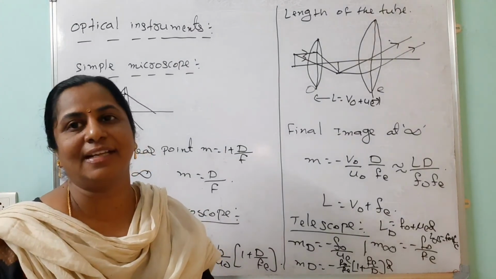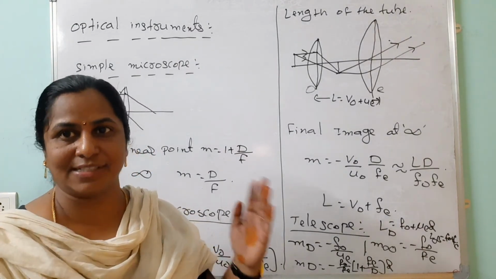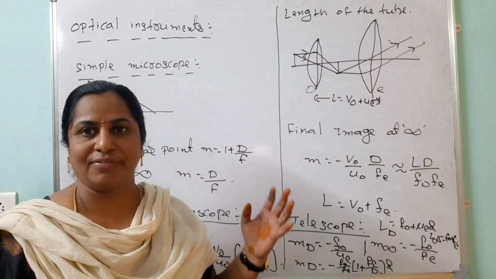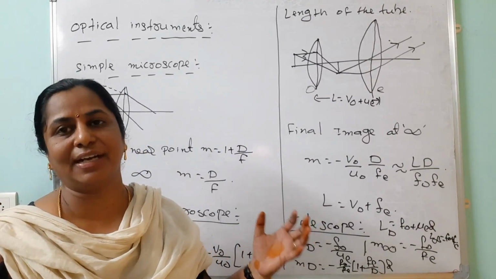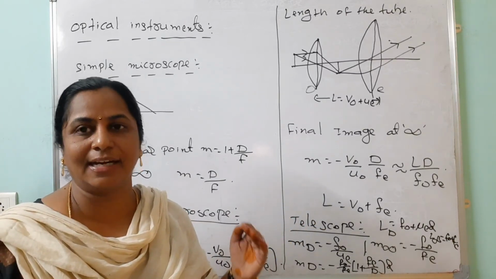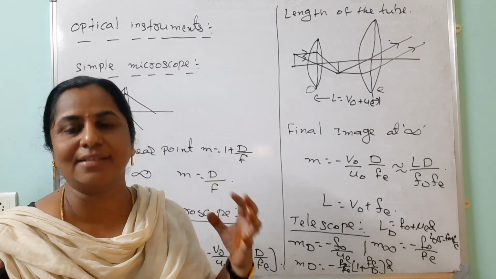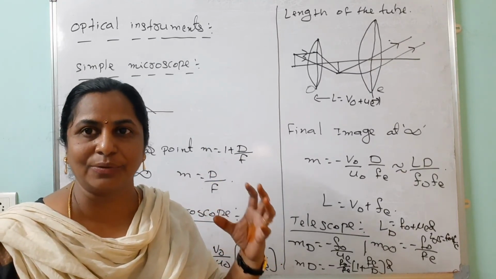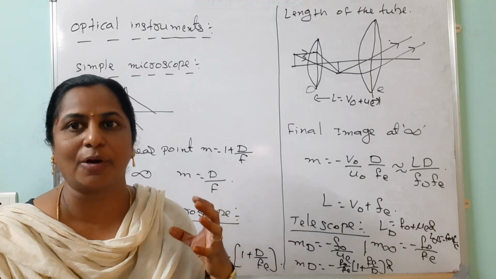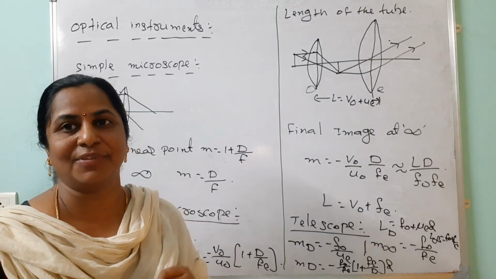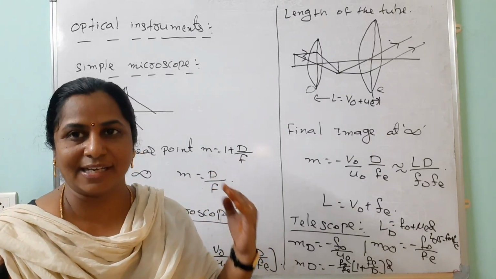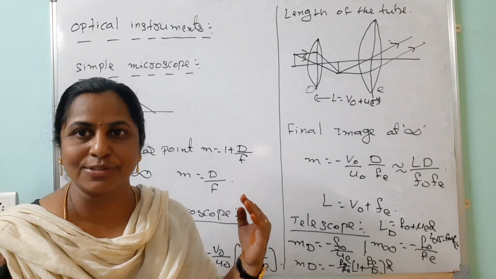Thank you everyone. There are three parts in ray optics. The first part belongs to reflection, the second part belongs to refraction, and the third one is refraction and optical instruments. So divide all these parts and prepare, and you must remember all these formulas. First know the concept, then remember the formulas, then do the problems, then you can go to the exam.